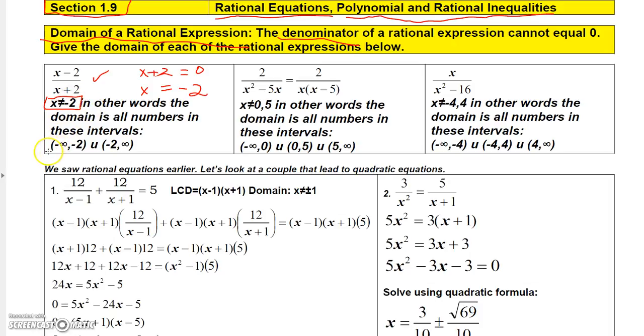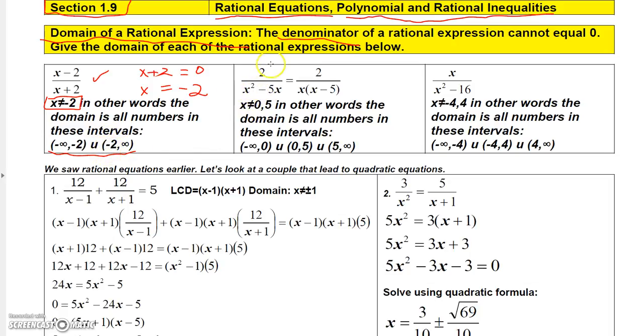So you'll notice the interval notation down here. It can be any number from negative infinity to negative 2, union negative 2 to infinity. So notice basically this is every number on the real number line except negative 2, because notice the parentheses, remember, means that the negative 2 is not included.